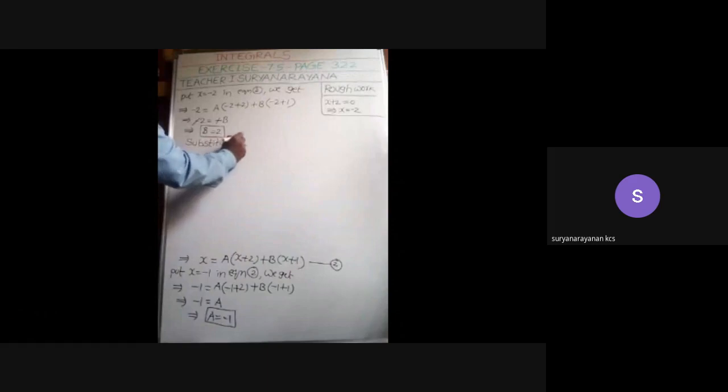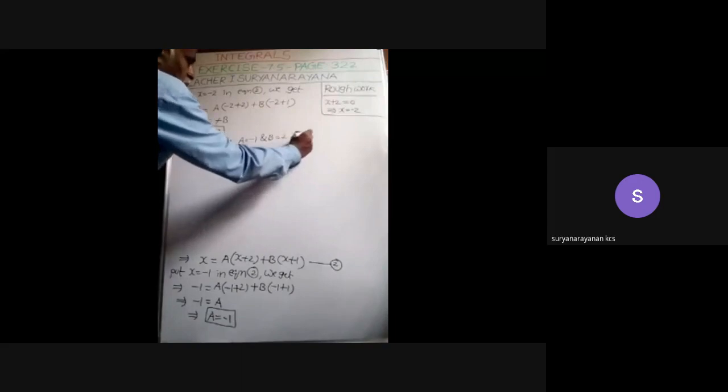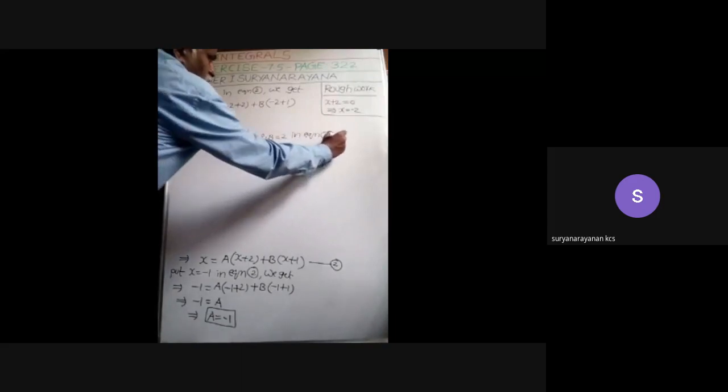Equation 1, substitute A is equal to minus 1 and B is equal to 2 in the equation 1. In the equation 1, we get x by x plus 1 into x plus 2 is equal to, we wrote a by x plus 1. What is it here? Minus 1 by x plus 1 plus b by x plus 2 in the equation 1.